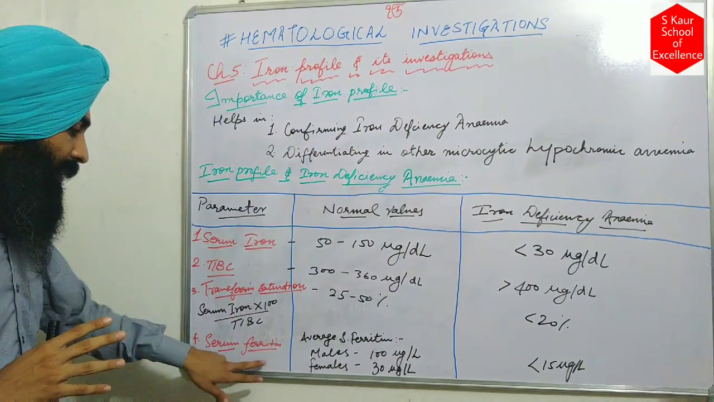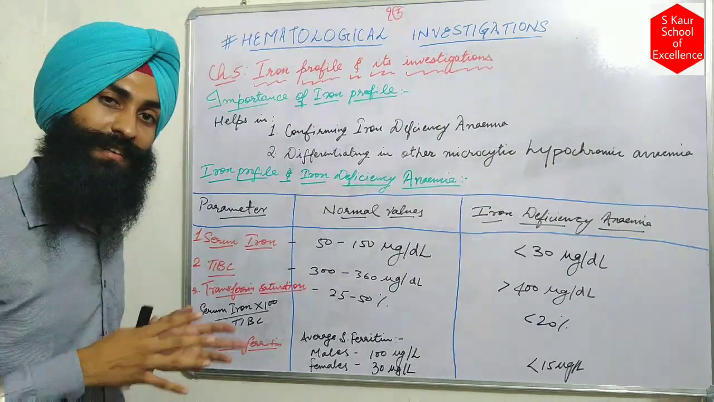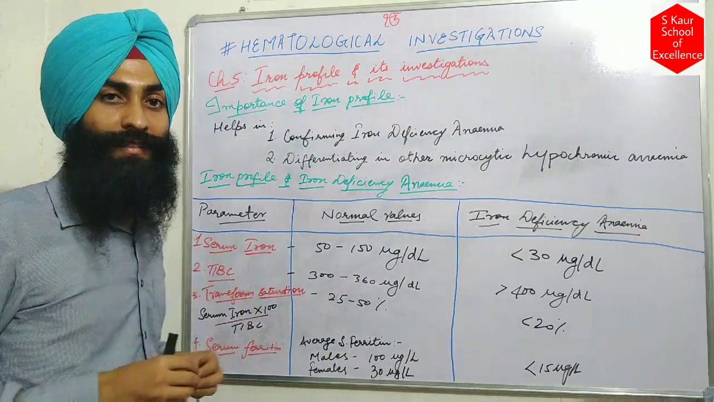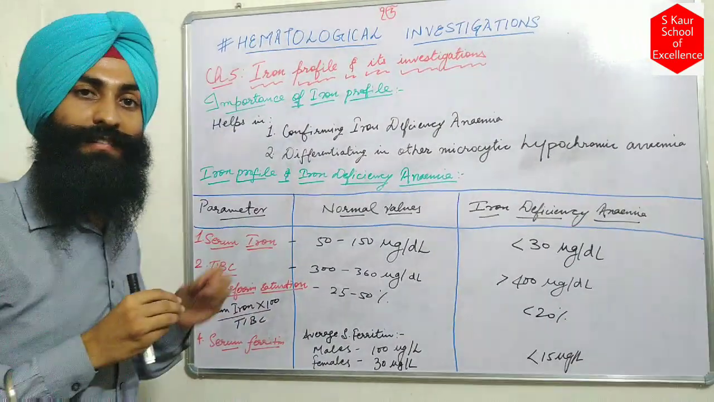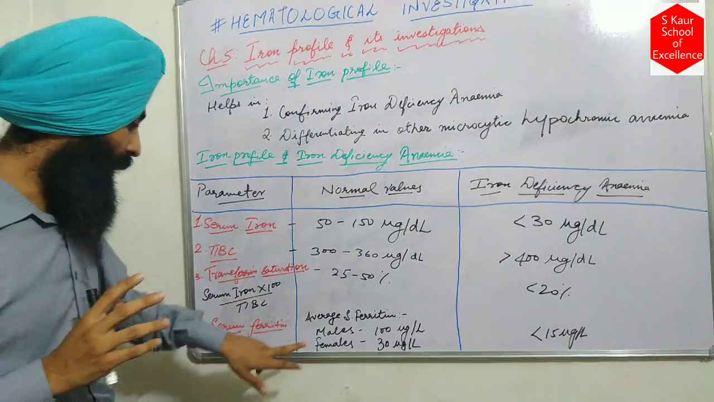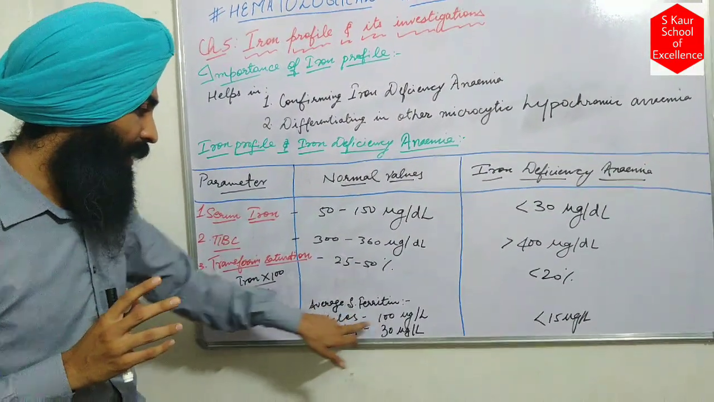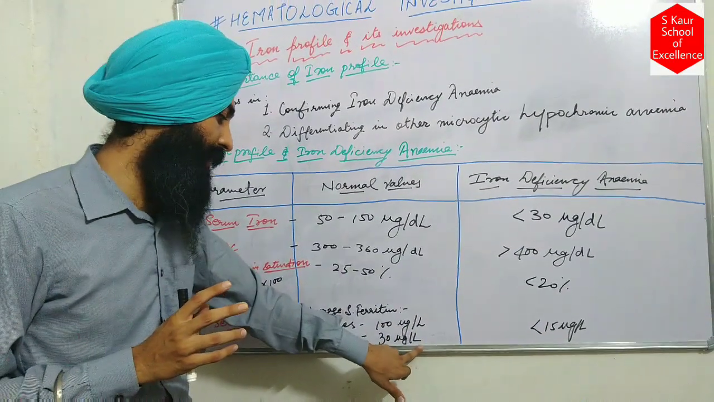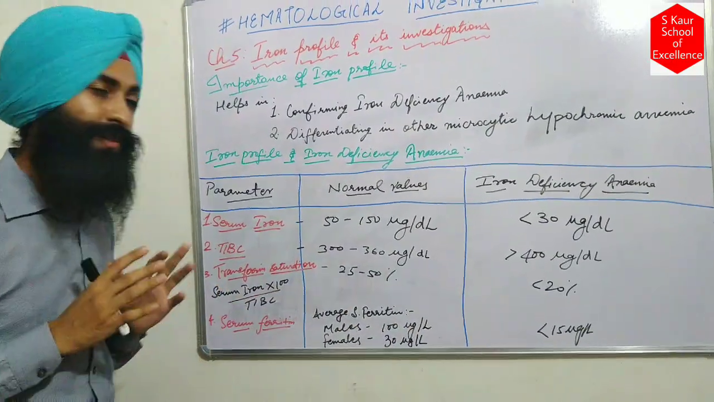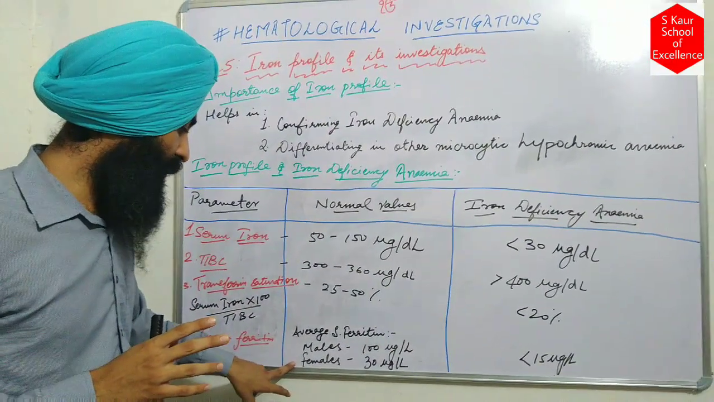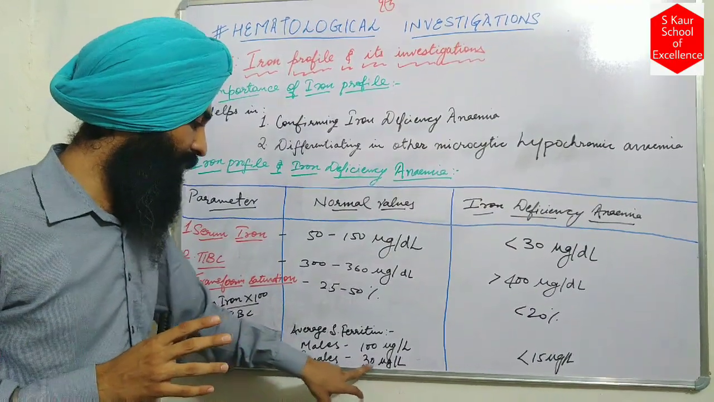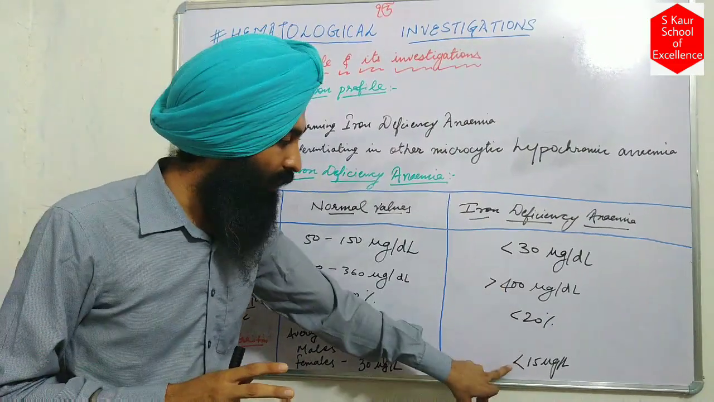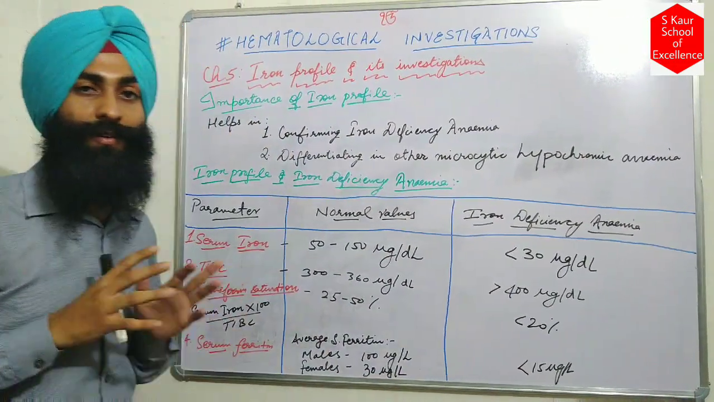Next one is serum ferritin. Serum ferritin is what? We already discussed that it is the stored iron in the body, and it is especially found in hepatocytes, that is liver cells or RE system. Average serum ferritin in males is 100 microgram per liter and in females is 30 microgram per liter. It is very less in females, as we all know that females are menstruating. So in menstruating females, it is 30 microgram per liter. And in iron deficiency anemia, it goes less than 15 microgram per liter.